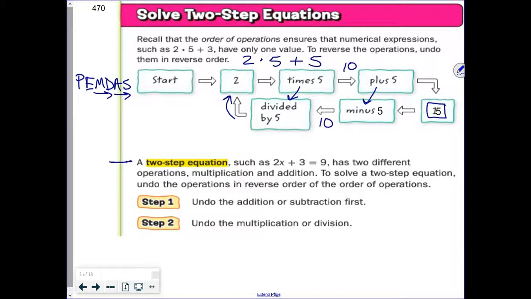So let's take a look at equations. A two-step equation, such as 2x plus 3 equals 9, has two different operations, multiplication and addition. To solve a two-step equation, undo the operations in the reverse order of operations. So first, you would undo addition or subtraction, and then you would undo multiplication or division.